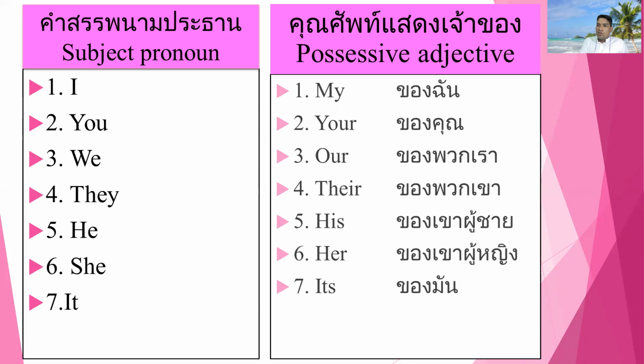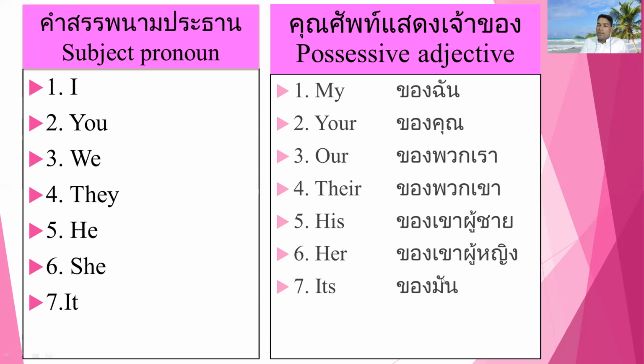So let's go, I want to show you this is the subject pronoun. And last week when I taught you about pronouns, in the object pronoun, I changes into me, you changes into you, we changes into us, they changes into them, he changes into him, she changes into her, it changes into it. But the subject pronoun changes into the possessive adjective like this: I changes into my, you into your, we into our, they into their, he into his, she into her, and it into its.